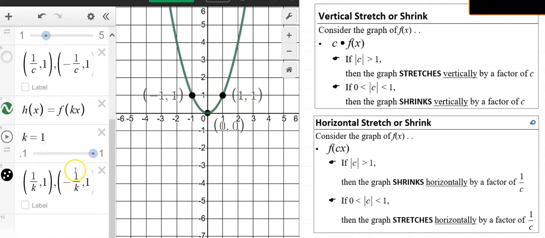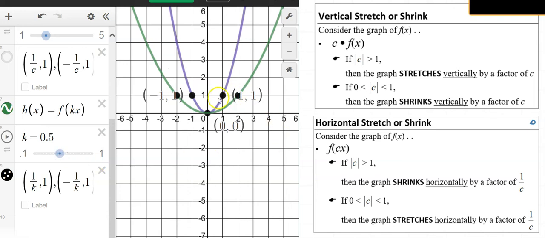So we are at (1, 1). And then I'm just going to pick c equals 1/2. So if c equals 1/2, then we should have a horizontal stretch by a factor of 1 over c. 1 over 1/2 equals 2. So we should have a horizontal stretch by a factor of 2. So let me move the cursor to c equals 1/2, and the decimal equivalent should be 0.5.